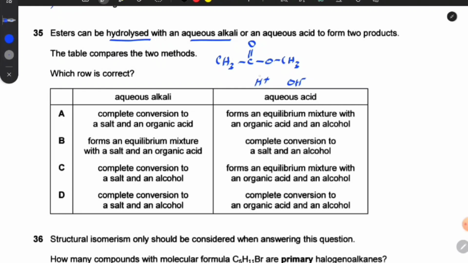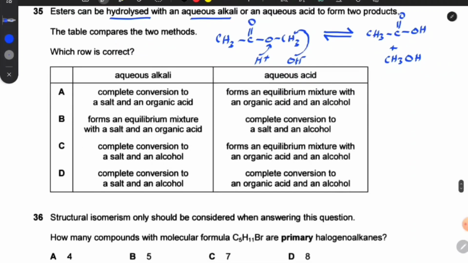H positive will attach with this oxygen and OH negative will attach with this CH3 to make these two products, CH3 C double bond O and OH, and this CH3 and OH will combine to get CH3OH, which is an alcohol. And this is a reversible reaction. So this is acid hydrolysis.